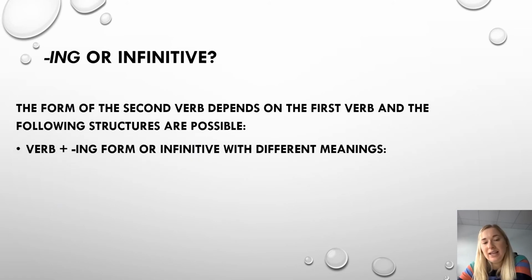Sometimes we can have both. We can have a verb plus the verb with ing ending and a verb in infinitive. However, the meaning is quite different. Let's take a look at some examples.